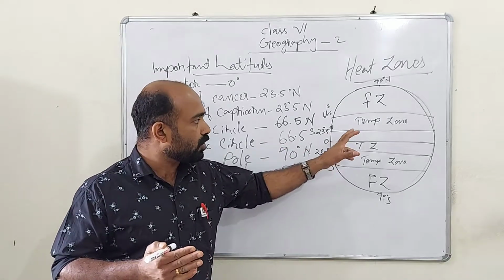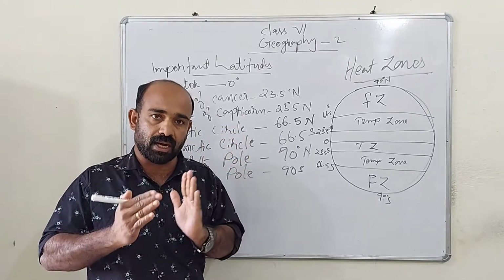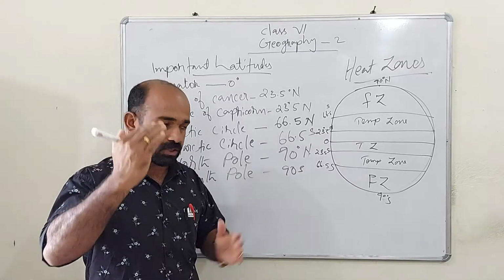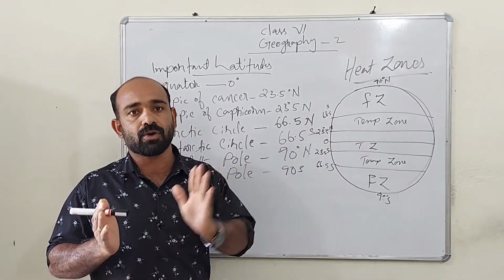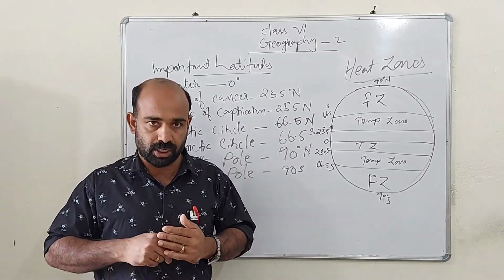This zone is always receiving too much heat because this region is the equatorial region, always facing towards the sun, so direct light and heat is always available in this region. Because of that, throughout the year this area will be a high temperature region.